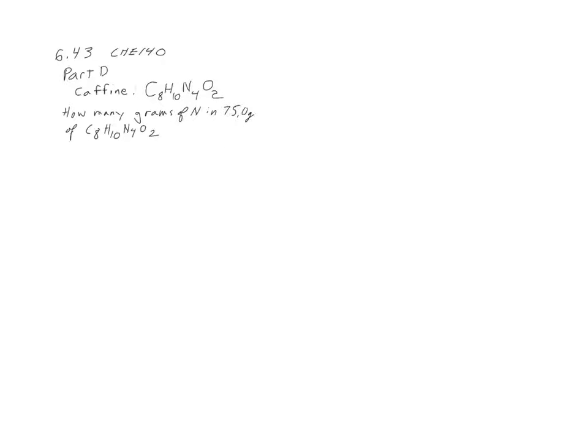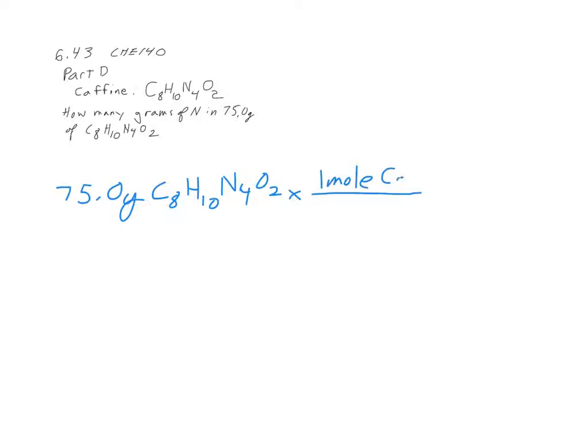How many grams of nitrogen are in 75 grams of caffeine? I have no idea how to work this problem, but I know that the first thing I'm going to do is start off with the only number given to me. And that would be 75 grams of my caffeine. Now, the only thing I ever know how to do in chemistry with grams is to get rid of them. So I'm going to go to my periodic table and I'm going to calculate my molar mass of caffeine.